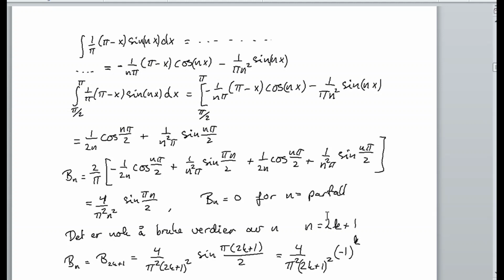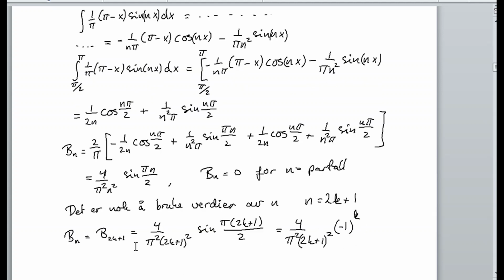And all odd numbers can be written in this way, 2k plus 1. So b_n is equal to b_(2k+1). We replace n by this and obtain this expression for each b_n.